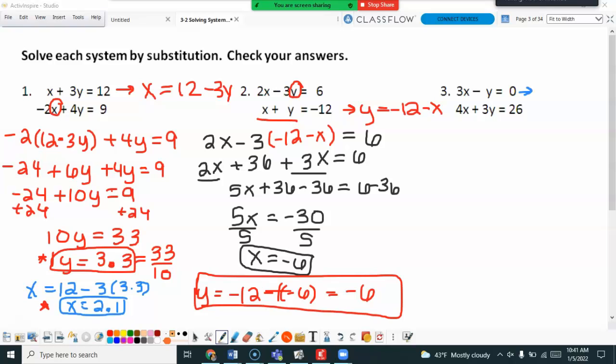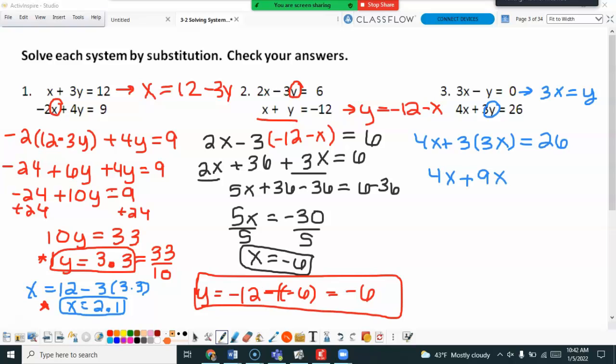In number 3, I'm going to add that y to the other side. So I get 3x equals y. I've now solved for y. So I'm going to substitute 3x in for y in the bottom equation. So I have 4x plus 3 times 3x equals 26. When you substitute into the other equation, you should always end up with just a single variable. So if you substitute and you have an x and a y still, you substituted incorrectly.